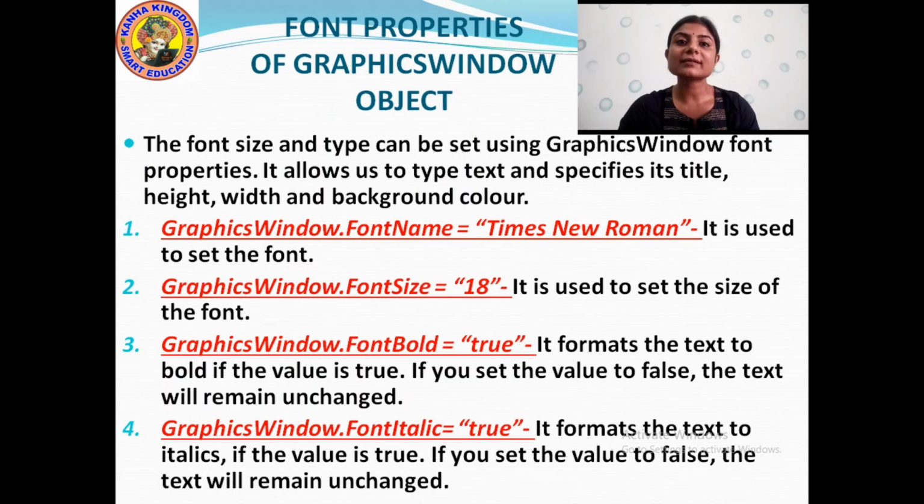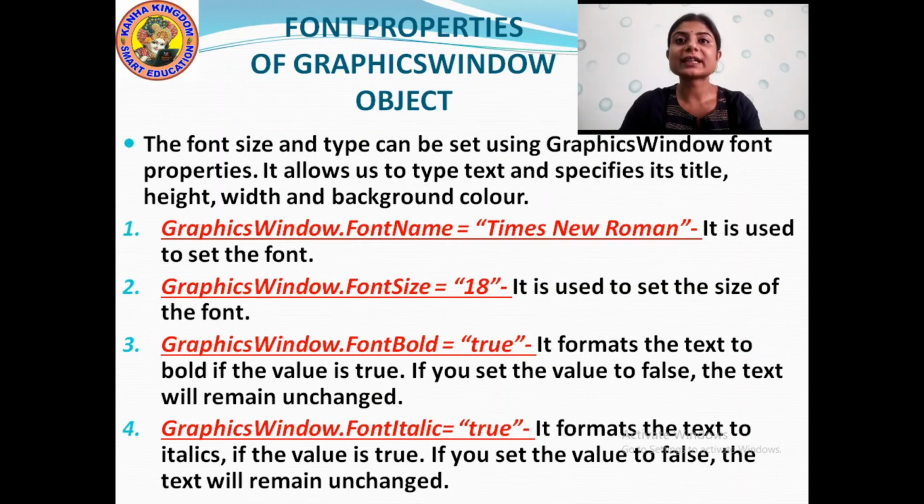Then the next one is GraphicsWindow.FontItalic equals true. If you are giving the value true, you can also change the font into italic. You know now what is italic? The letters which are written a little bit slanted, those are italic. If you give the value true, it will set the font into italic. And if you give the value false, it will remain unchanged. The font will not change into italic.